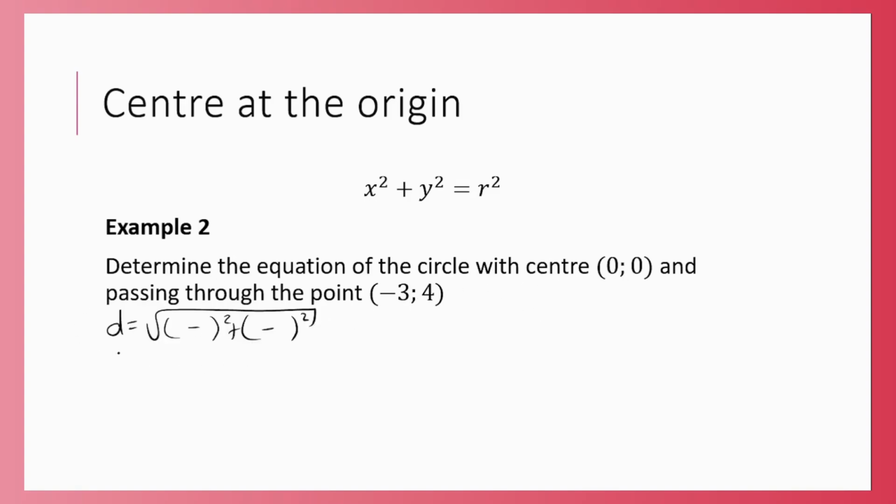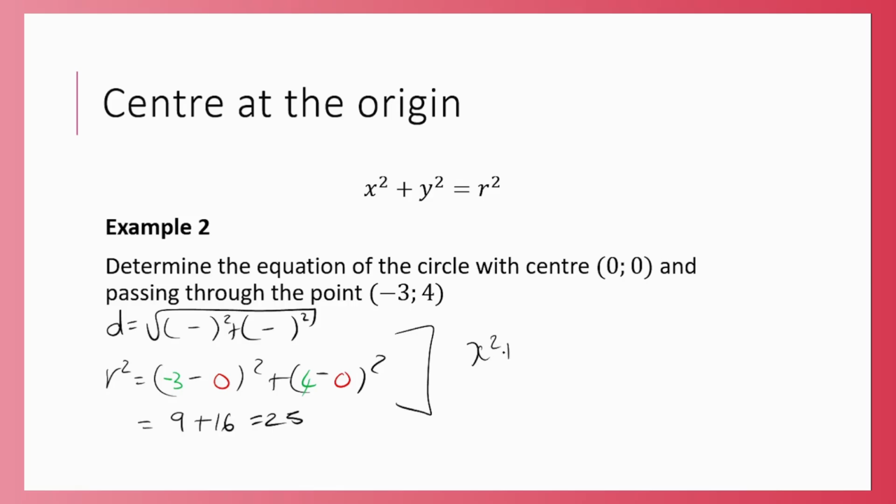Okay, so we know this is what our distance formula looks like, but you're looking for r squared. So I would straight away just go to this format and you can substitute your points. So I would put 0, 0 second, just because that makes the calculations easier, and -3, 4, and then you just get your answer. So therefore, our answer will be x squared plus y squared is equal to 25.